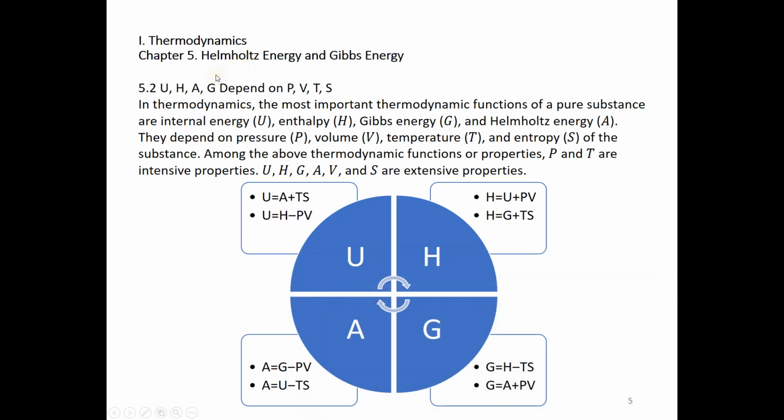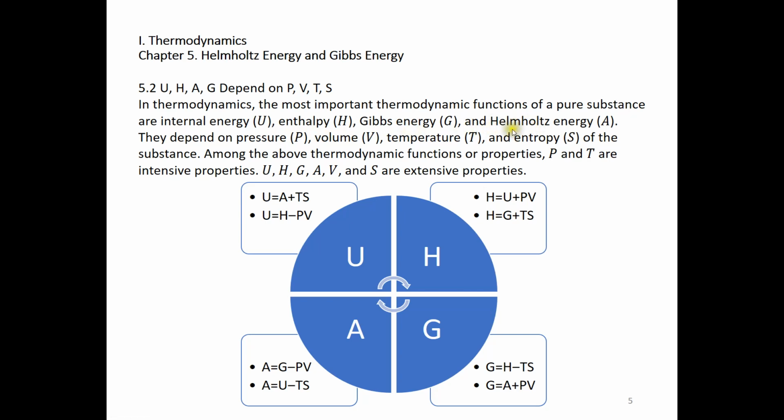Chapter 5, Helmholtz energy and Gibbs energy. Section 5.2: U, H, A, and G depend on P, V, T, S. In thermodynamics, there are many thermodynamic functions. Among those, U, H, G, and A are very important. They denote the internal energy, enthalpy, Gibbs energy, and Helmholtz energy of the system.